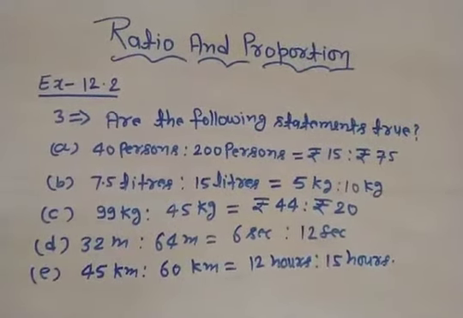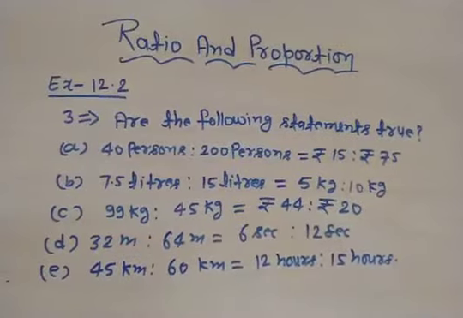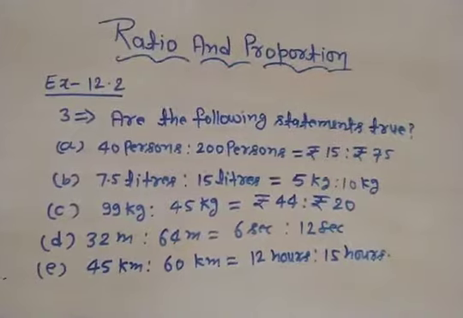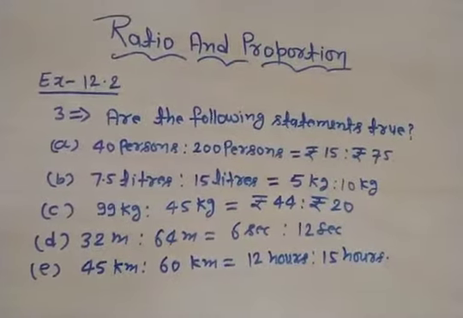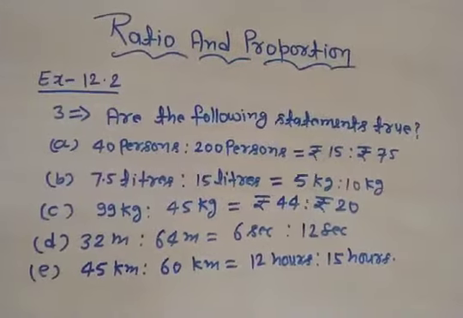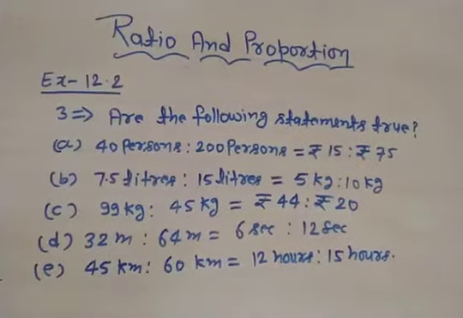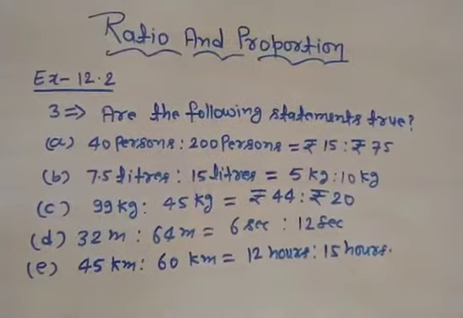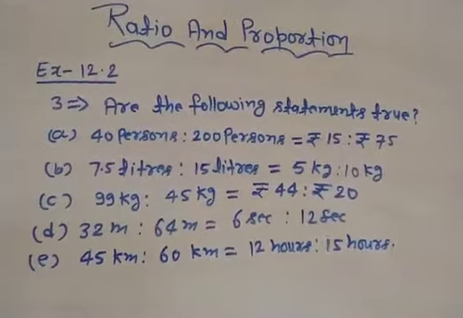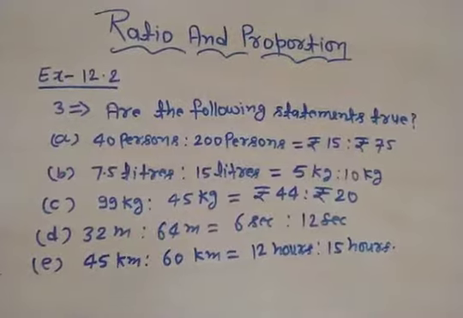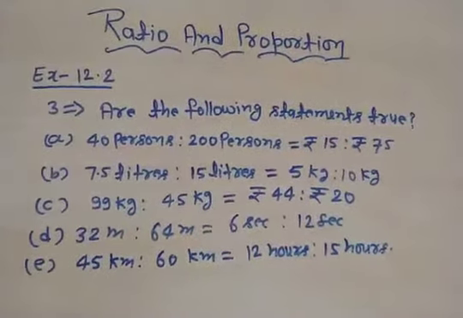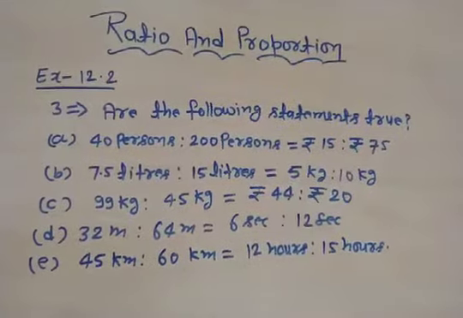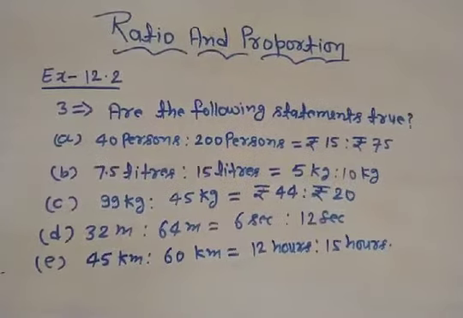Of ratio and proportion. Question 3. Are the following statements true? It means that the given two ratios are equal. If they are equal, this is true; otherwise, this is not true. For 40% ratio to 100% is equal to rupees 15 ratio rupees 75.